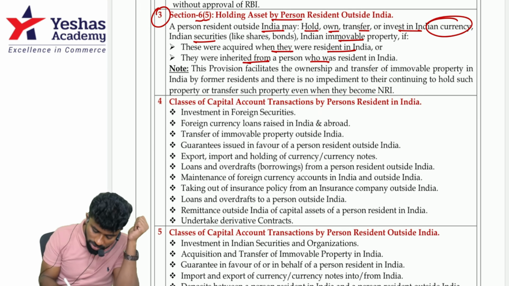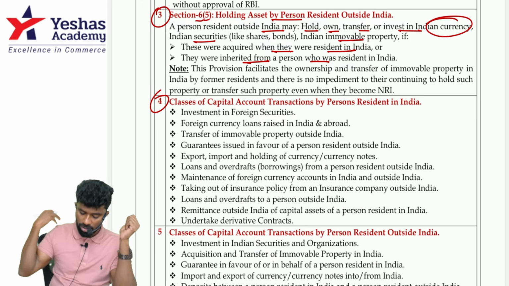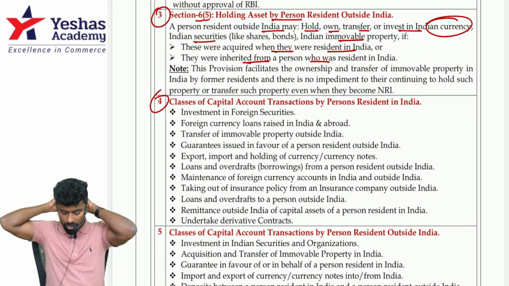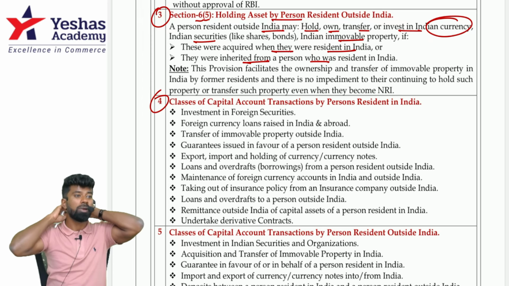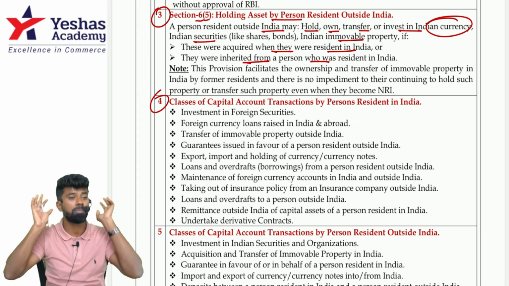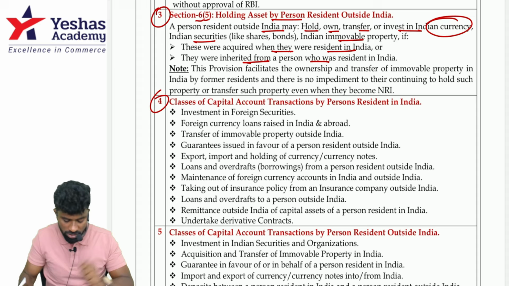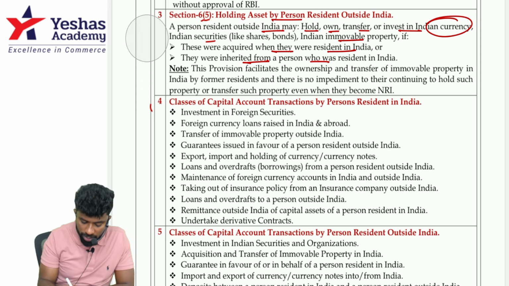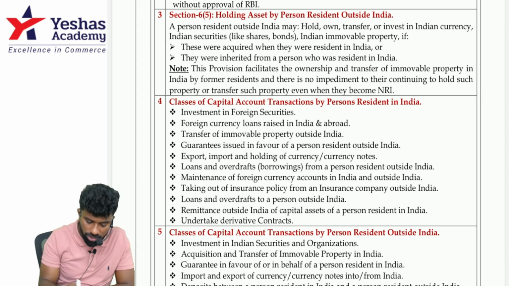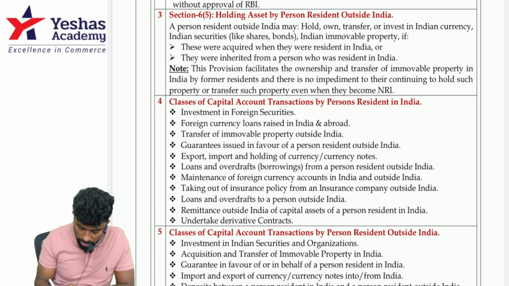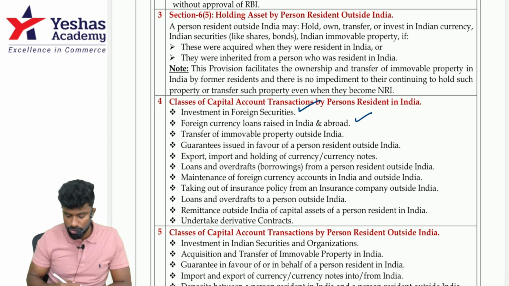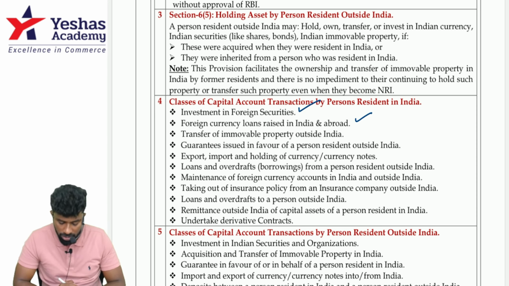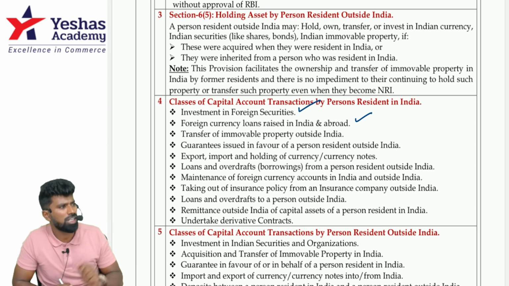Next one. Classes of capital account transactions for a person where? Resident in India. What type of capital account transactions can a person resident in India do? What is the first one? Everyone should repeat. What is the first one? Invest in what securities? Second one, foreign currency loans. Raised in what? India and abroad. First of all, is it a capital account transaction?